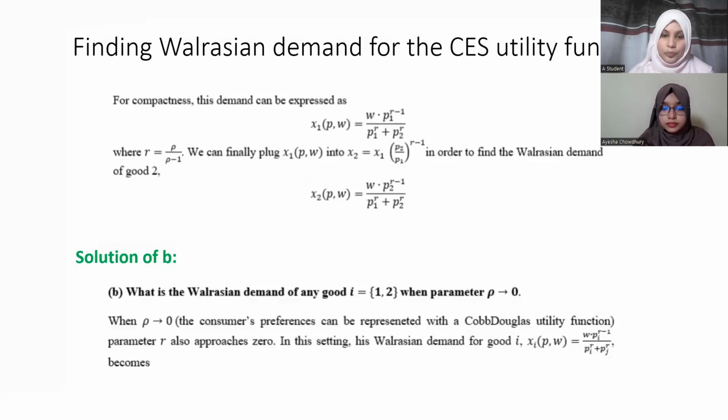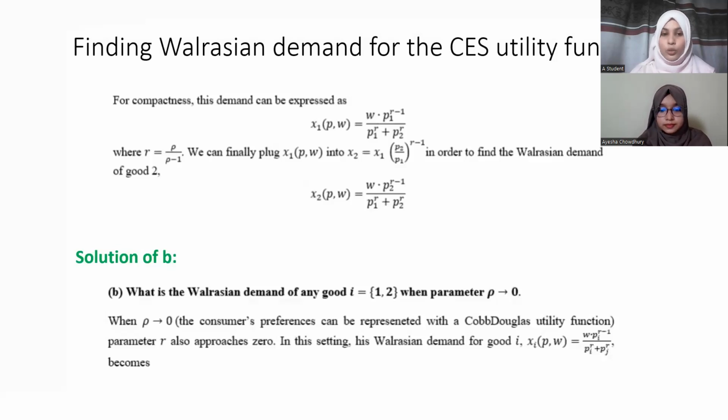We have already completed the solution for question A. Now we are moving forward to the solution of B. The question B is: what is the Walrasian demand of any good i equal to 1, 2 when the parameter rho tends to 0?